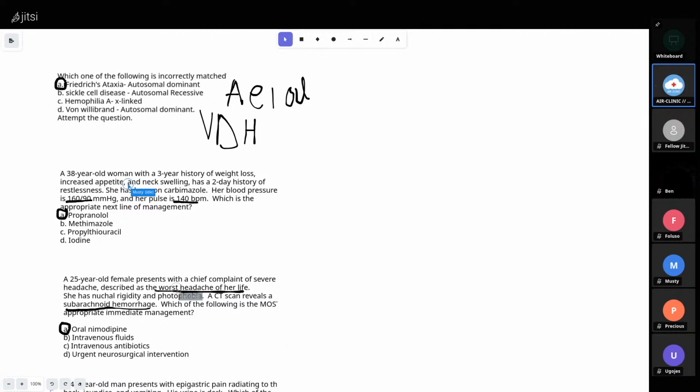40-year-old man presents with epigastric pain, radiating to the back, jaundice and vomiting. His urine is dark. Which of the following initial investigations is most appropriate? Serum lipase, abdominal ultrasound scan, liver function tests, upper GI endoscopy.